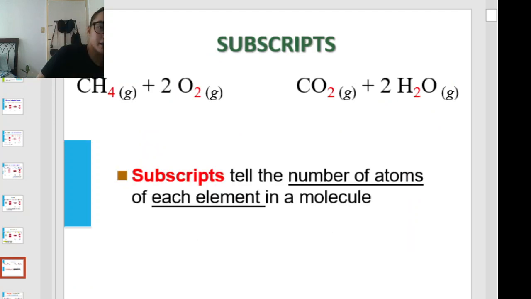So, next part is the subscript. Subscripts tell the number of atoms of each element in a molecule. Here, it is represented by a red font. So, iyan yung nag-represent daw ng atom per molecule. Okay? So, per molecule.